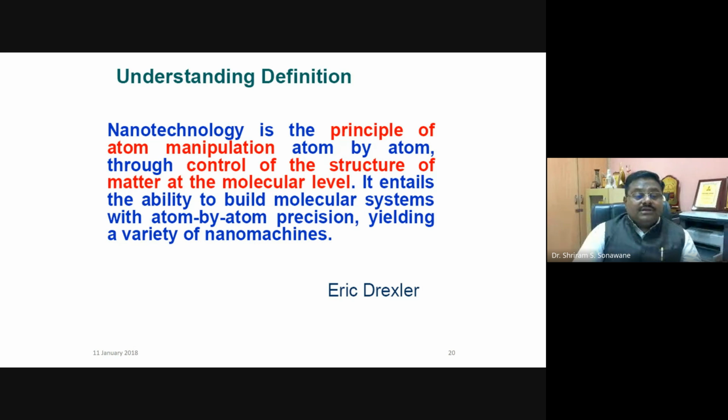Eric Drexler later stated that nanotechnology is the principle of atom manipulation, atom by atom, through control of the structure. So the structure of matter can be controlled at the molecular level, and it entails the ability to build molecular systems with atom by atom precision, yielding a variety of nanomachines. Nowadays we can see atomic force microscopy, where the scanner tip is made up of carbon nanotubes, scanning electron microscopy, Raman spectra, and many scanning machines equipped with nanomachines. And this was stated by Eric Drexler. Next.